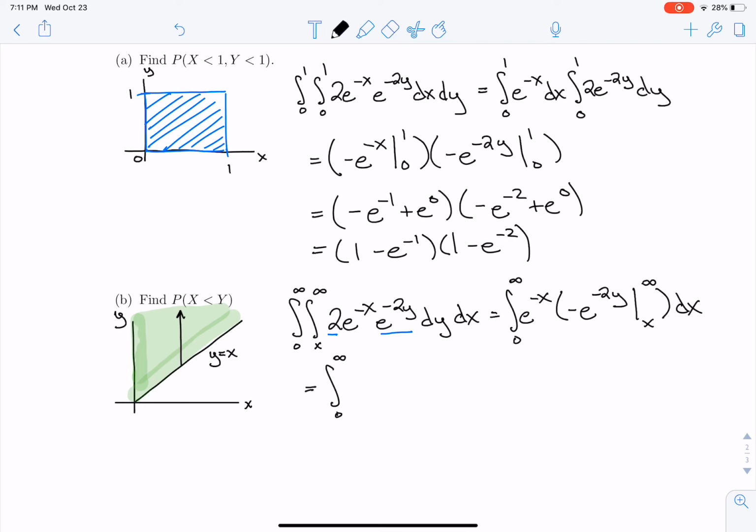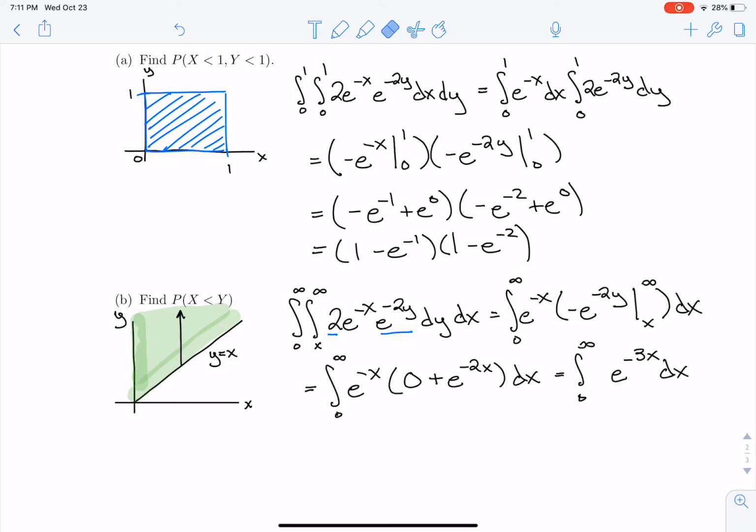So now I can integrate from 0 to infinity of e to the minus x times minus e to the minus 2y, evaluated between infinity and x. That's going to be 0 at infinity plus e to the minus 2x. We can simplify that integral to be the integral from 0 to infinity of e to the minus 3x dx.